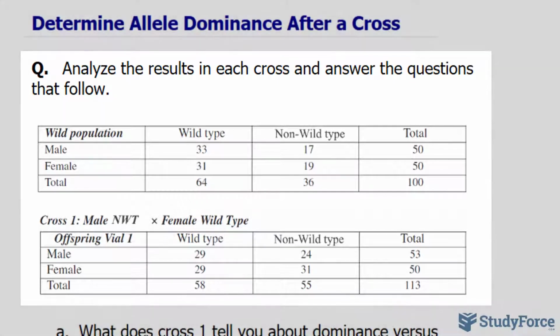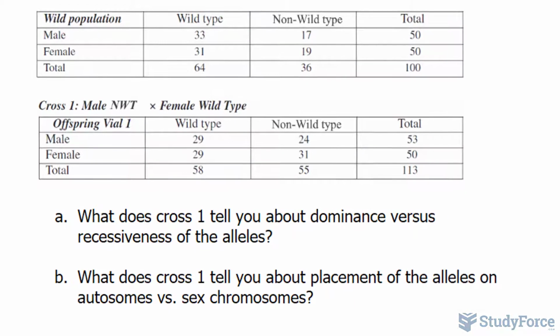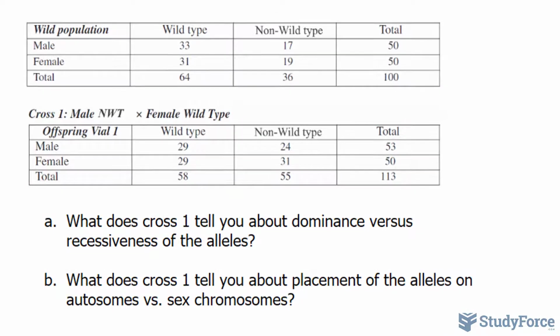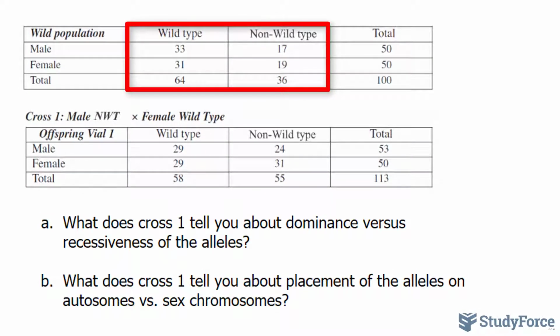So the questions are, what does cross 1 tell you about dominance versus recessive? And in question B, what does cross 1 tell you about the placement of the alleles on autosomes versus sex chromosomes? Now, before we begin analyzing these tables, I want you to pay attention to these two columns. Notice the words wild type and non-wild type.